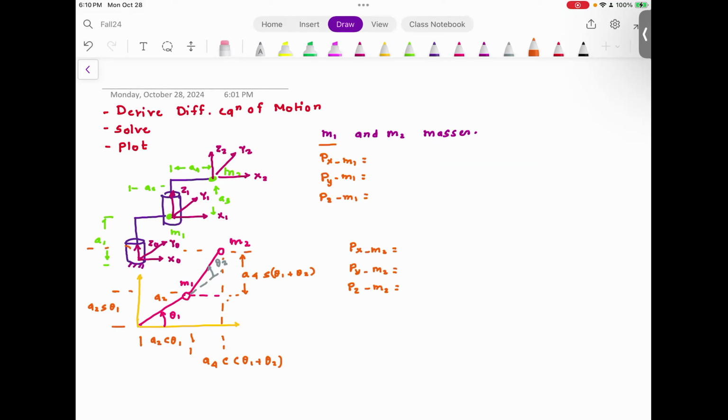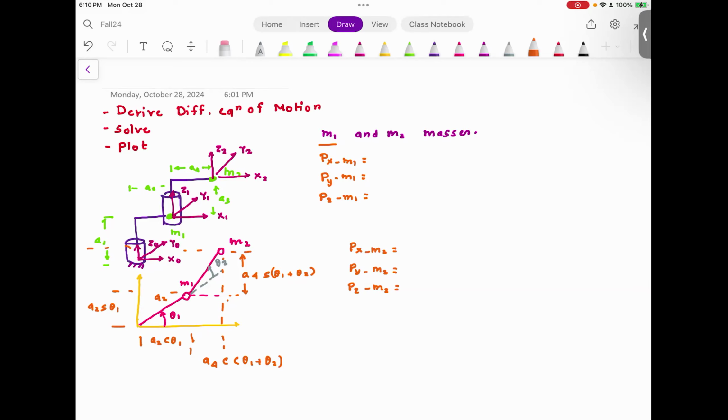Once again, what is Px M1, Py M1, Pz M1? It is the position of mass M1 with respect to the zeroth coordinate frame. Zeroth coordinate frame is the fixed coordinate frame, inertial coordinate frame, it does not change. So I need to find out the location or the position of mass M1 with respect to this frame. I need to find out the position of mass M2 with respect to this frame.